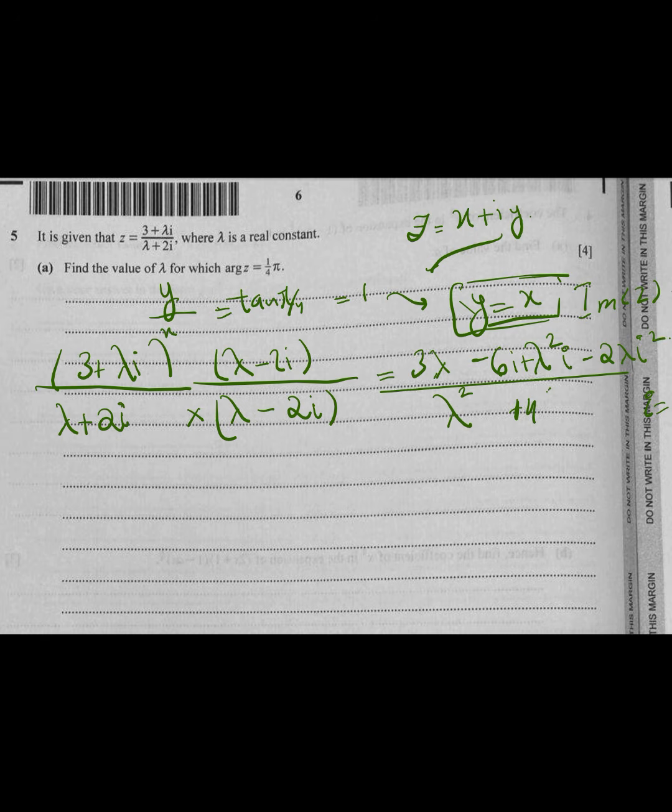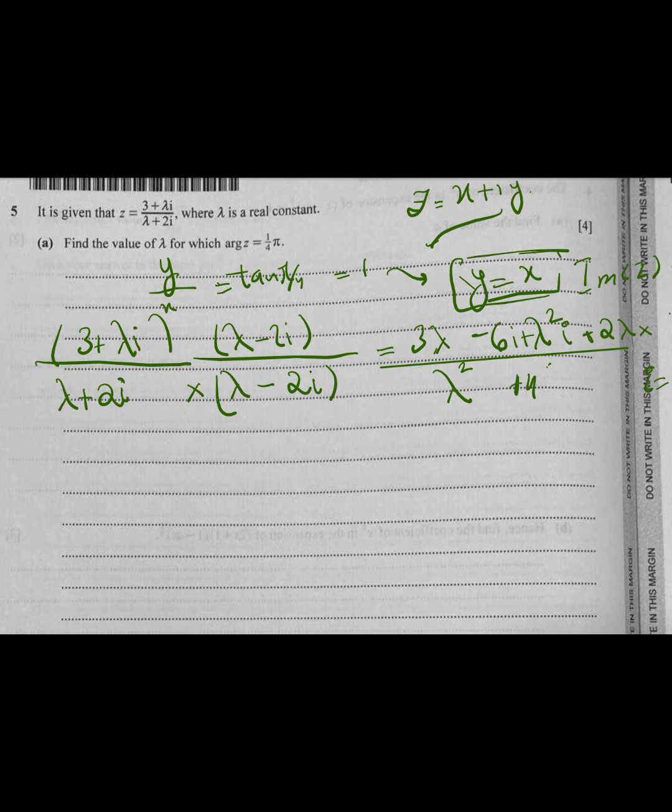Since i squared is minus 1, we can write minus 2 into minus 1 lambda into minus 1, which will basically be plus 2 lambda. Now if we group it together, our real part would be 3 lambda plus 2 lambda, which would be 5 lambda divided by lambda squared plus 4, and our imaginary part would be (lambda squared minus 6)i divided by lambda squared plus 4.